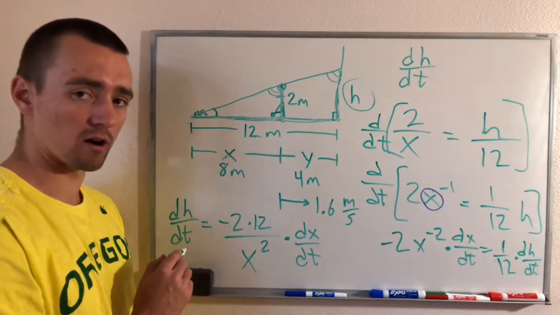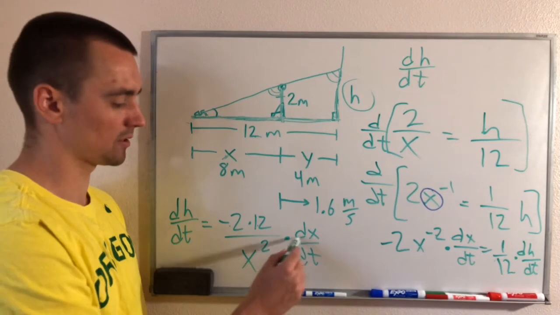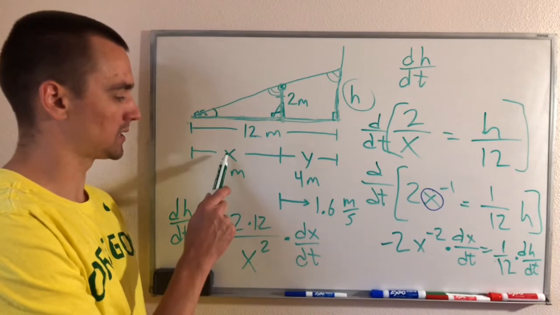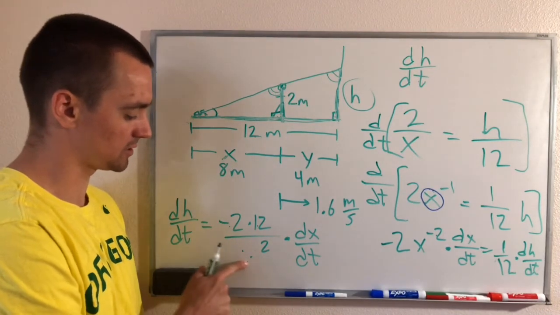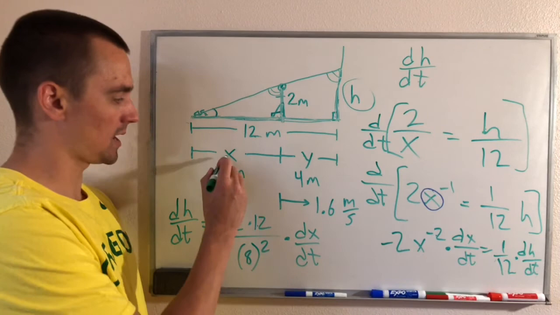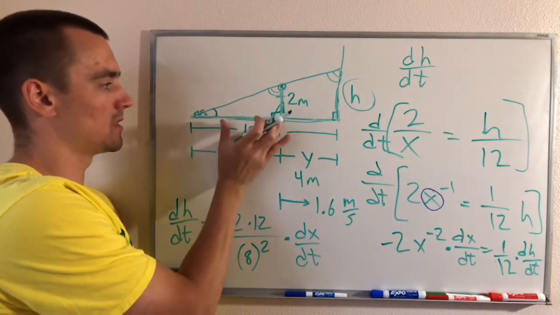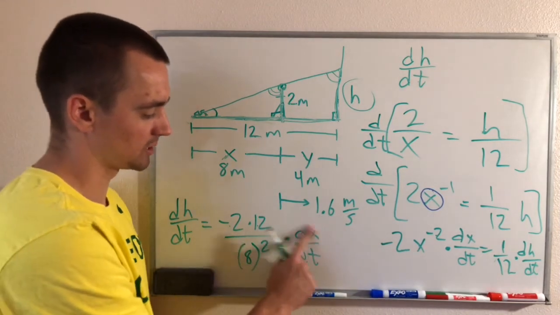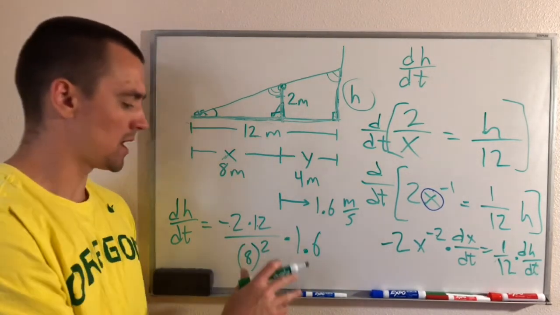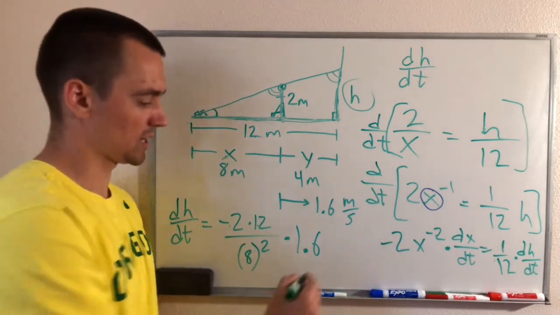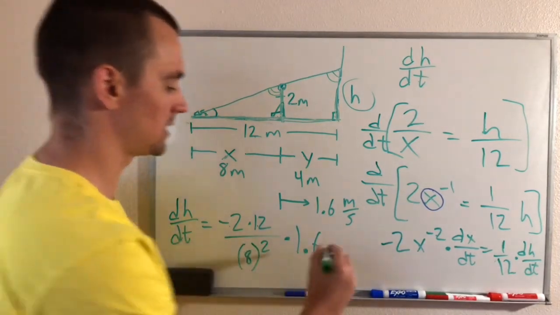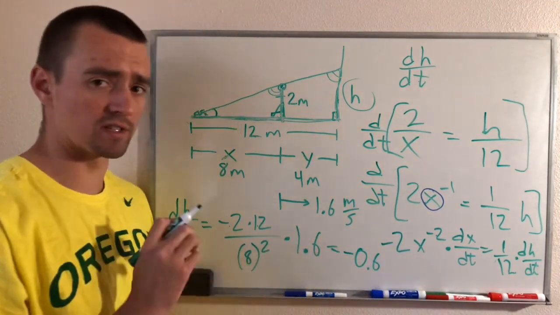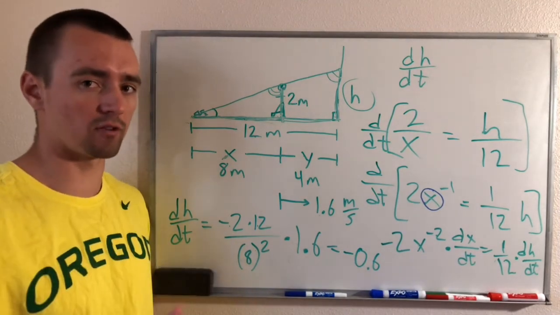So now we've already isolated our dh/dt, and we can plug in these other variables and simplify. We know at this moment x is 8 meters, so we can change this to an 8. We also know that x, which is the distance between the spotlight and the man, is increasing at a rate of 1.6 meters per second, so we can change this to 1.6. Now we can just simplify this, or plug it into a calculator, and that tells us that dh/dt is negative 0.6.